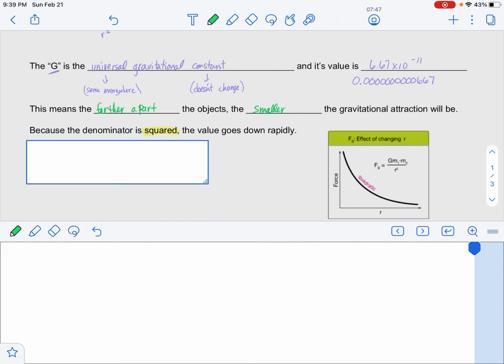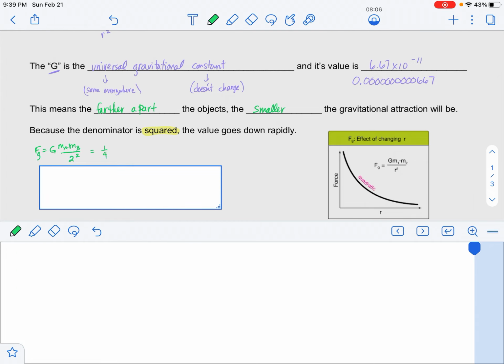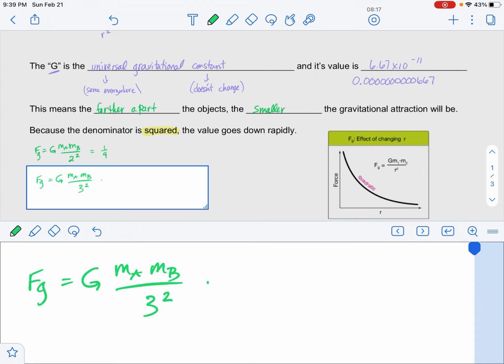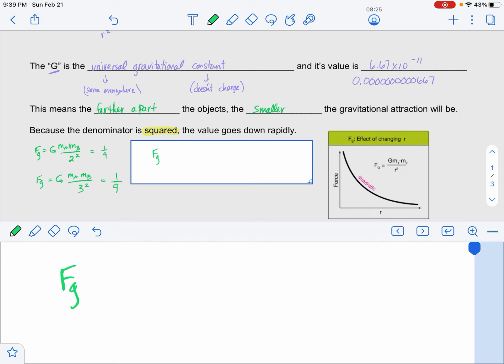So let me show you what I mean. Let's say I have two things, and I want to find the gravitational attraction between these two things, and they are 2 units apart. Well, that means the gravitational attraction is going to be 1/4 as much as if they were 1 unit apart. Okay, let's look at another one. Let's say my two objects are 3 units apart. Well, that means the gravitational attraction is going to go down to 1/9. Let's say these things are 4 units apart.